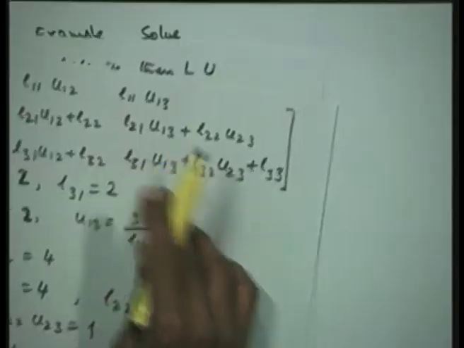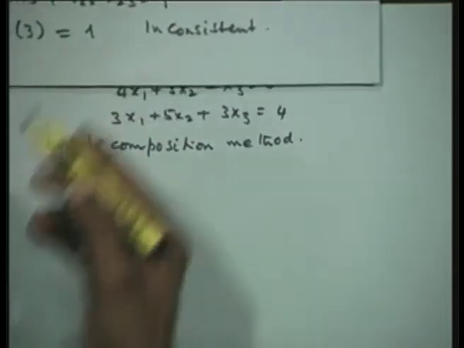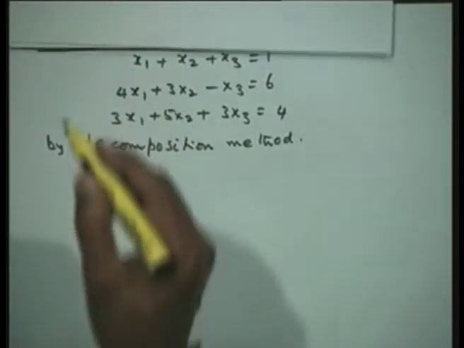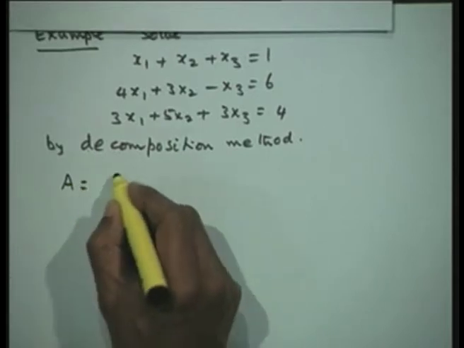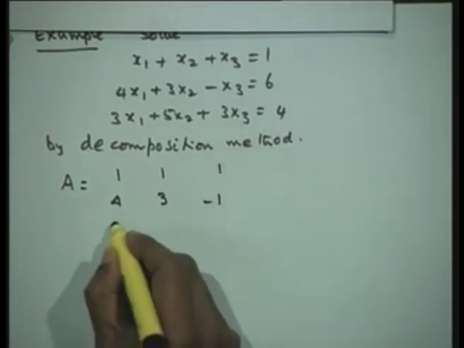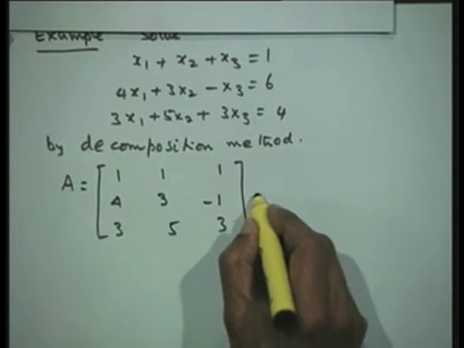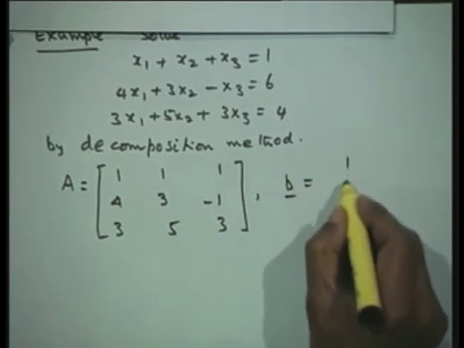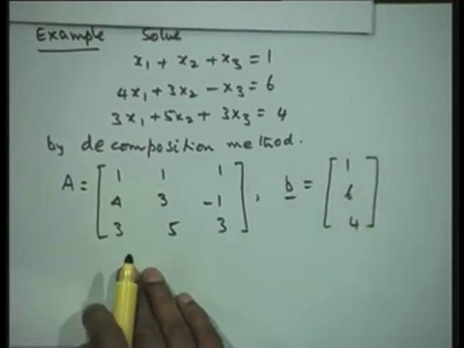Now, we would take the help of the previous computation that we have done, that the product of L and U is this. So, we can straight away use this particular matrix and then save some time for rewriting them. We know that the first column of L is same as the first column of A. A is equal to 1 1 1, 4 3 minus 1, 3 5 3, and the right hand side vector B is 1, 6 and 4.